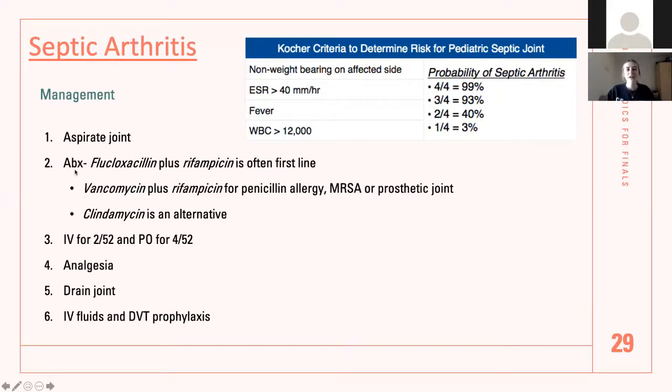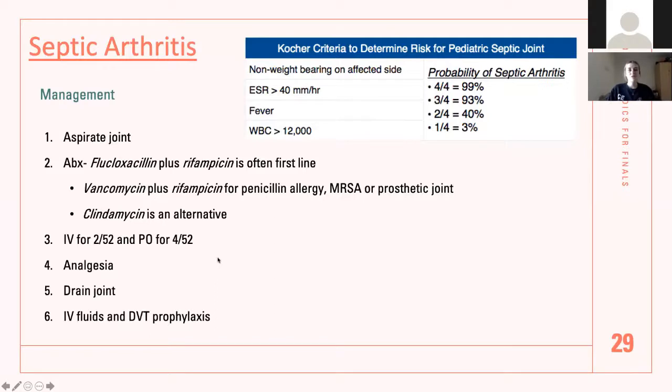Secondly, you get antibiotics into these patients as soon as possible. It's normally flucloxacillin plus rifampicin. That's normally first line. Vancomycin plus rifampicin if they're allergic to penicillin, have MRSA or a prosthetic joint, and clindamycin is also an alternative. You give these antibiotics for 2 weeks IV, and then prescribe them orally for an additional 4 weeks on top of that. So it's 6 weeks of antibiotic therapy altogether.